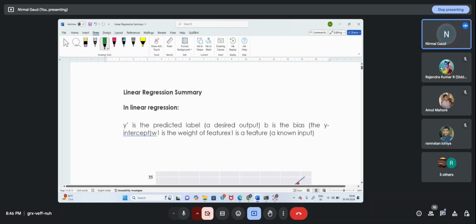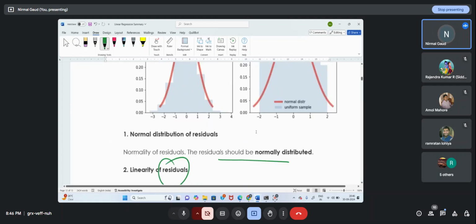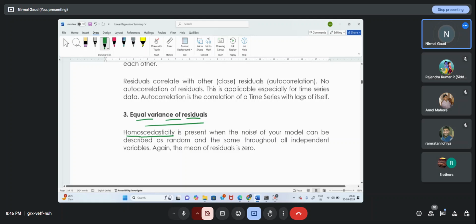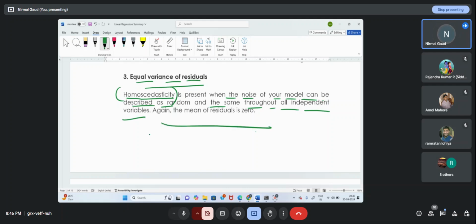Linear regression summary. I'm talking about the assumptions which I have already taught you. Normal distribution of the features, normal distribution of the residuals, and variance of residuals should be equal. That means homoscedasticity, a complicated name whenever I pronounce it again and again. It is present when the noise of your model can be described as random and the same throughout all the independent variables. Again, the mean of the residual is zero. I'm talking about the variance of residuals.